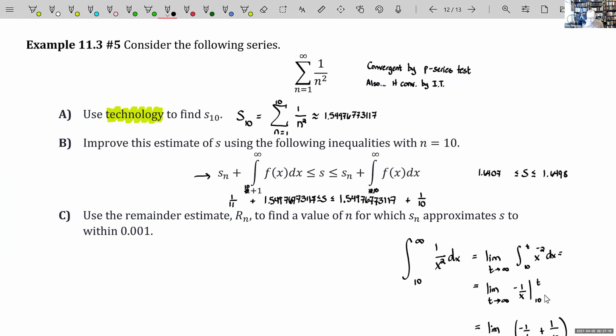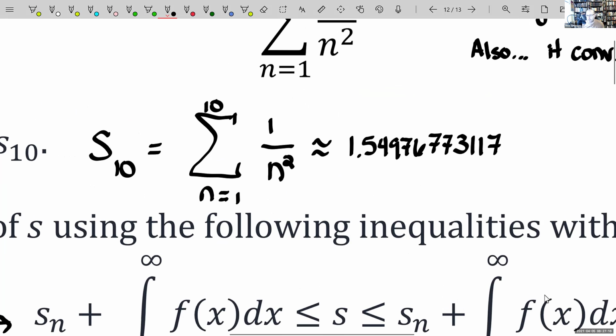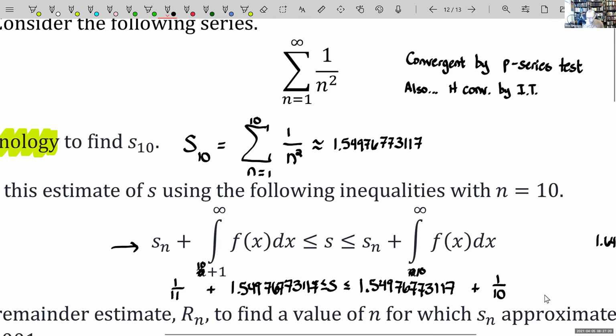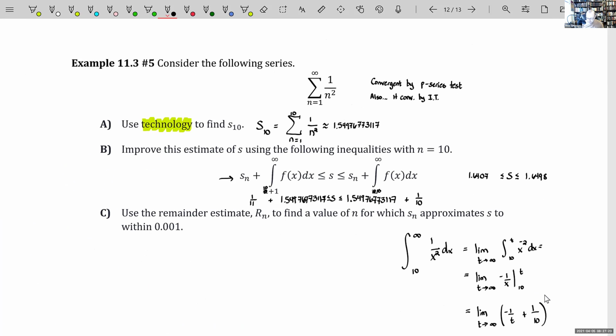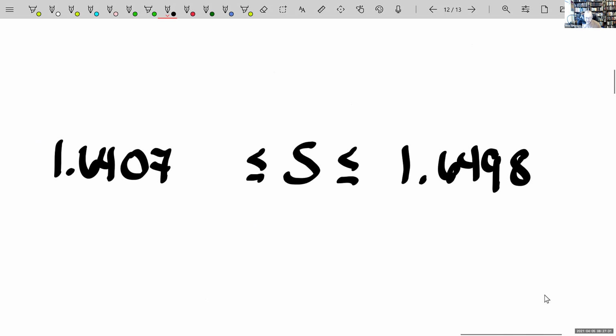So again, in this problem, we just use technology to add the first 10 terms, then use that summation of the first 10 terms along with the previous theorem, the remainder estimate, to say that the true sum of the infinite series is somewhere between these two numbers. Now that's, again, typically not what people will ask. What people will ask is about the true sum. Is the true sum what we found using technology?